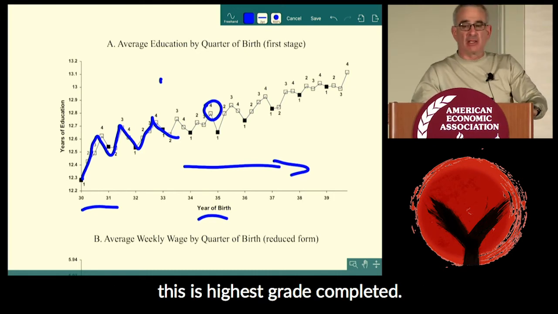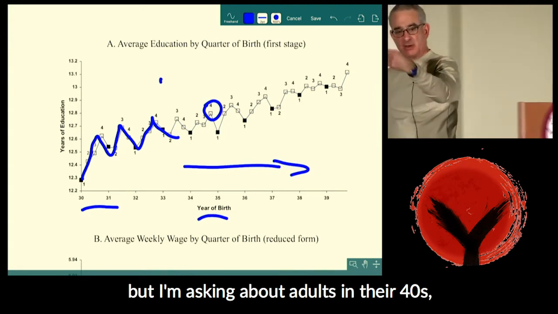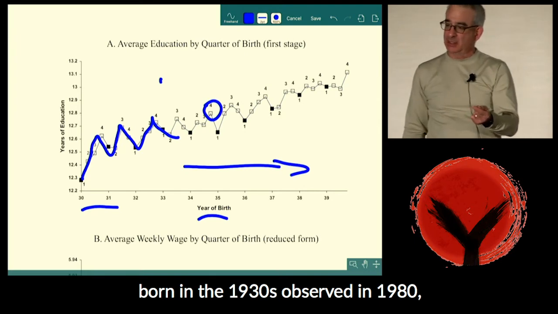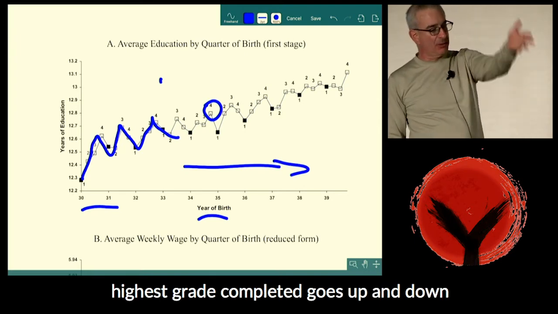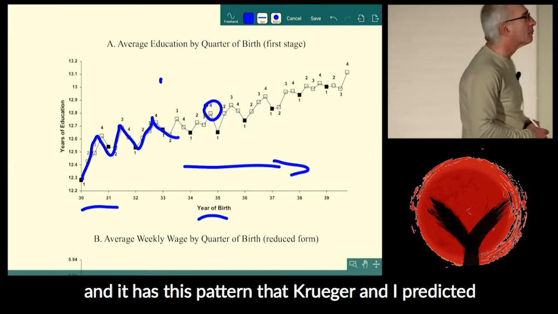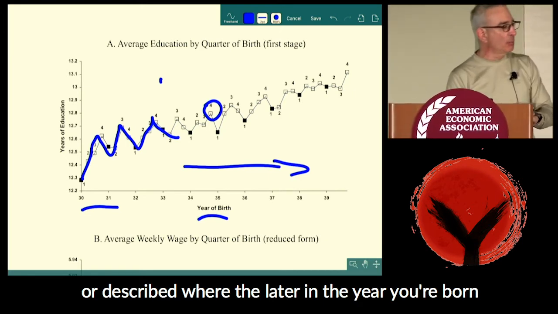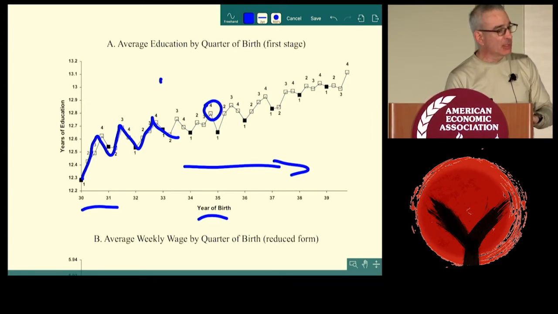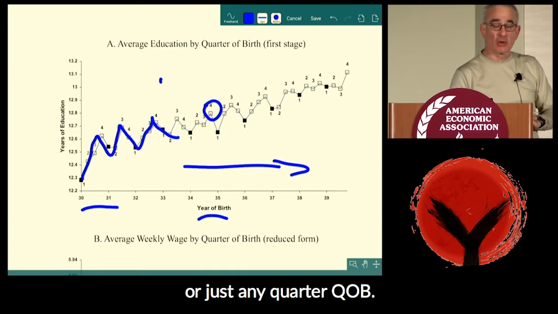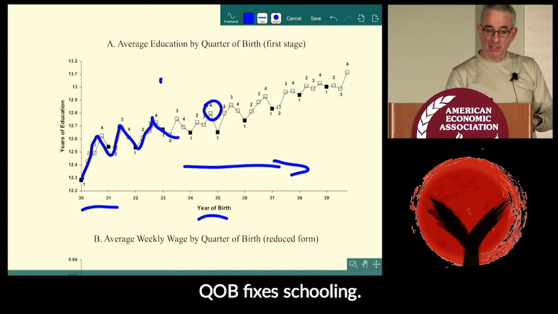This is highest grade completed. Not while you're in school, but I'm asking about adults in their 40s, born in the 1930s, observed in 1980. Highest grade completed goes up and down with quarter of birth. And it has this pattern that Krueger and I predicted or described, where the later in the year you're born, the more schooling you get. Okay, so that's our first stage. Late quarter versus early quarter, or just any quarter, QOB. The instrument is QOB. QOB affects schooling.